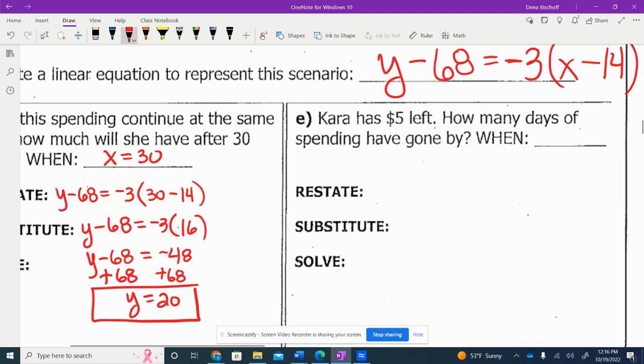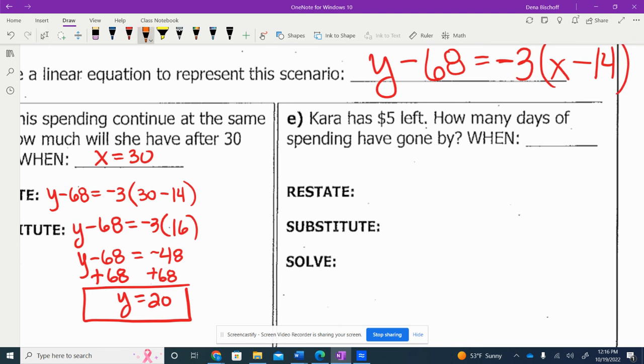So the second question says, hey, guess what? Kara only has $5 left. How many days of spending has gone by? So what is that really asking you? We're figuring out when, if this is the total amount of money, y equals 5. So we're using the same equation, y minus 68 equals -3 times the quantity x minus 14. But now I'm replacing the y with $5.